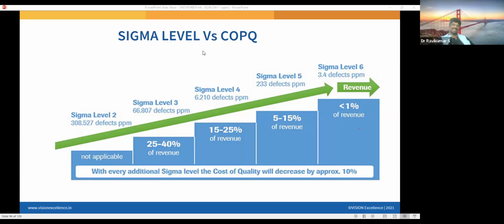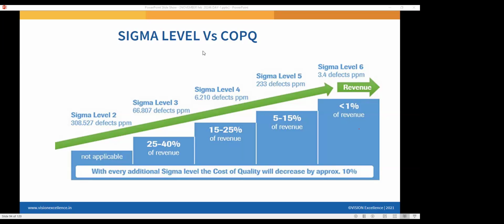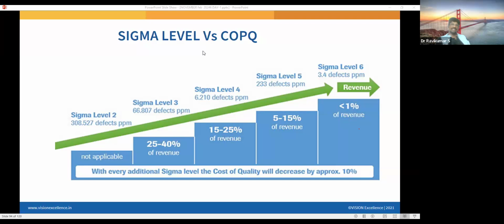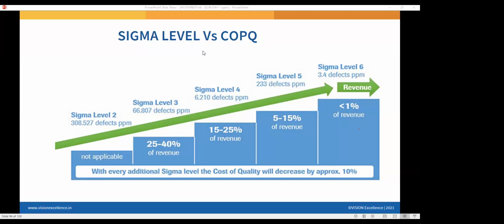No, I got it, sir. But the slide title says sigma level versus COPQ. As and when the sigma level increases, obviously COPQ is coming down, so the graph should show the declining trend, but here it is showing the upward trend. This is not a graph. This is sigma level versus revenue. You can keep it as sigma level versus revenue. Then sir, this title should be sigma level versus revenue, not COPQ.